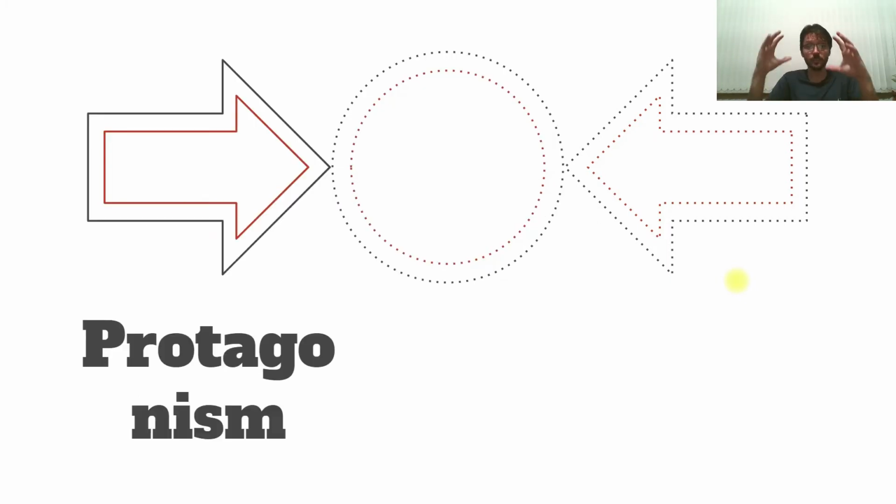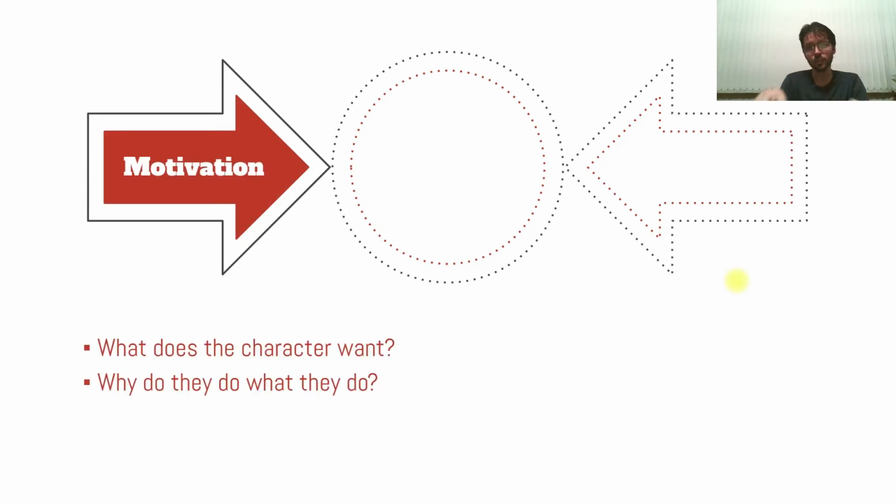So this is the center of everything, but we have to move these things, otherwise we don't have a story. So how do we move characters and players alike? We have this first vector, or this first force, which is the protagonism. In the fictional world, we have motivation. What drives characters? What does the character want the most? Why do they do what they do?